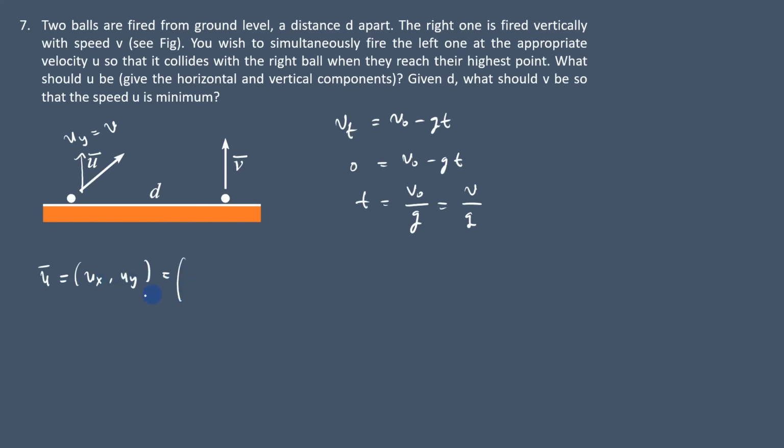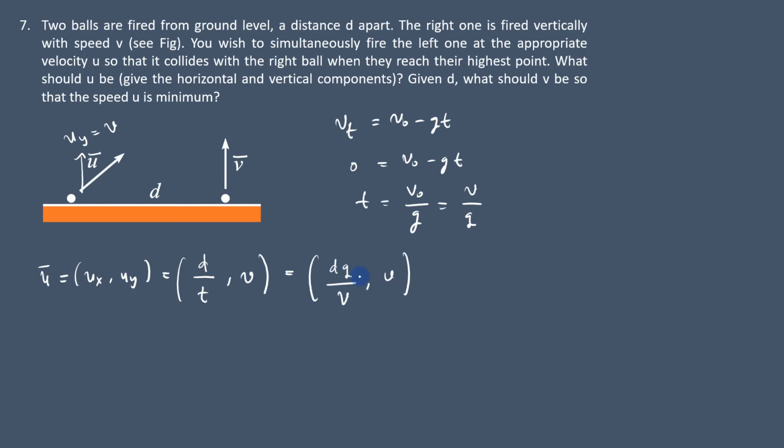Therefore u, a vector quantity with components ux and uy. Of course the velocity is displacement divided by time. This displacement is d, so ux is d divided by t. Okay, and v is the value of the velocity of the vertical motion. So t is equal to v divided by g, so we get ux equals dg divided by v.